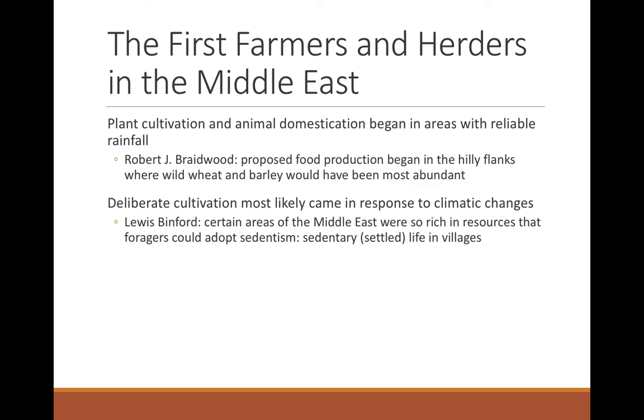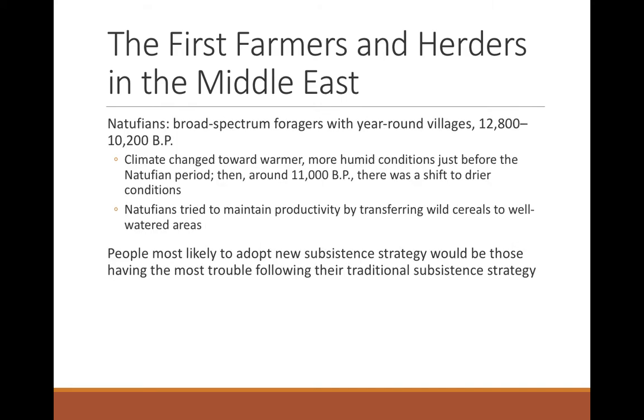So Lou Binford discussed this and said that certain areas of the Middle East were so rich in resources that farmers were able to adopt sedentary lifestyles, and lived in settled villages before the advent of plant and animal domestication. And so, specifically in the Middle East, we have a population of sedentary hunter-gatherers known as the Natufians. They lived in year-round villages between about 12,800 years ago and 10,200 years ago. They did a lot of their foraging in the hilly flanks.